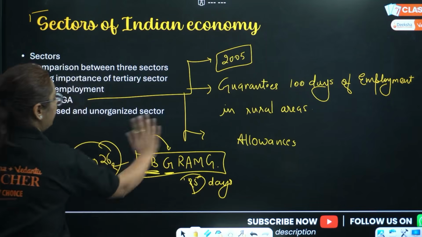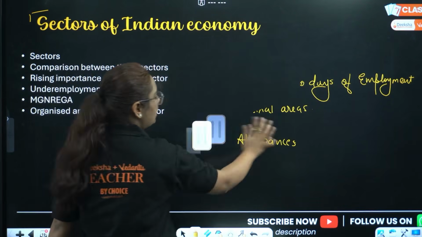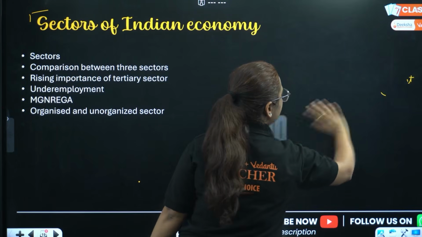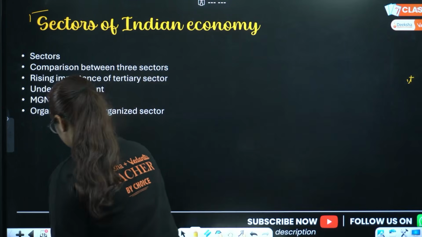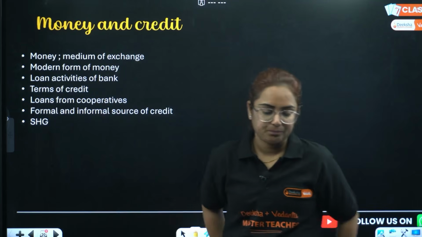Most important and the famous topic of this chapter: write the difference between organized and unorganized sector. Homework, do it right now. You are doing it throughout the year, I am pretty aware of this. Okay, chalo. Next is money and credit.